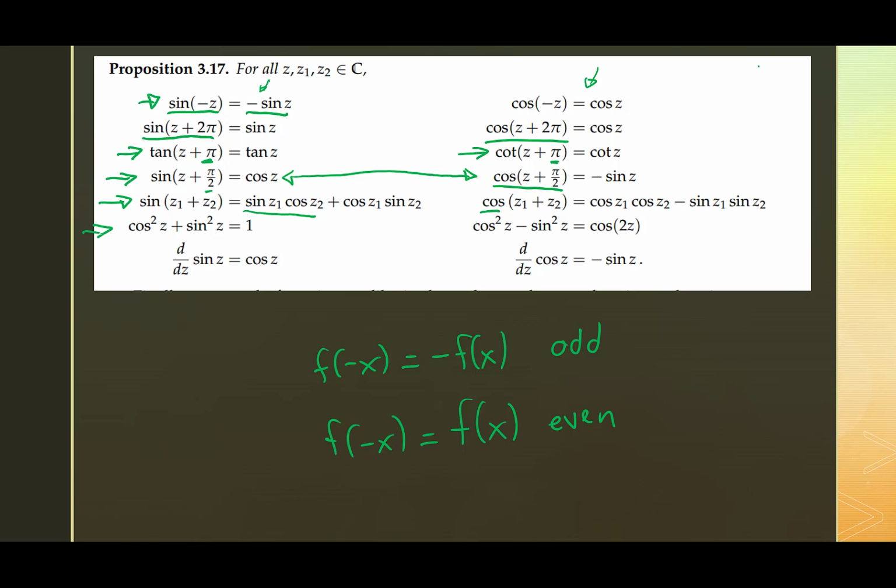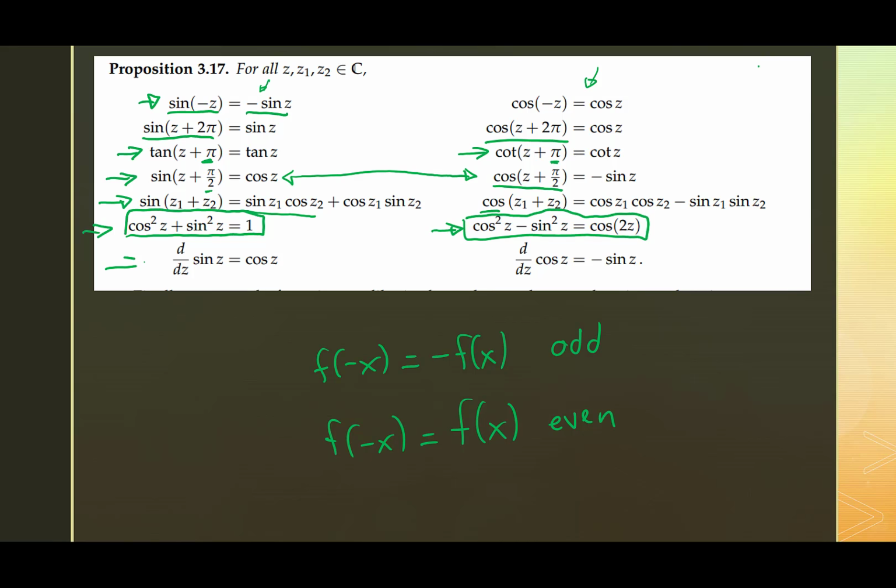Next property, so we have the Pythagorean identity. So cosine squared plus sine squared is still equal to 1. And we have a double angle formula here: cosine squared minus sine squared is equal to cosine of 2z. Okay, now this Pythagorean identity, you guys should be super comfortable with that. We use that all the time in calculus. The double angle formula, maybe in Calc 2 when you're doing trig integrals, but in any case, that is something that you should have seen in a trig class for sure.